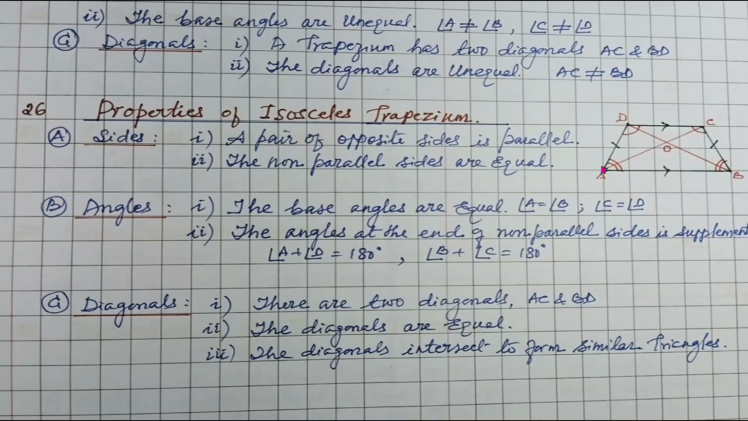And the angles at the ends of non-parallel sides are supplementary. Therefore, if you take the non-parallel sides here, that is BC and AD, we can add B and C. They are supplementary angles, and also angle A plus angle D is 180 or supplementary. Now, the diagonals, there are two diagonals. That is AC and BD, and the diagonals here are equal. Please remember, in an isosceles trapezium, the diagonals are equal and the diagonals intersect to form similar triangles. Again, remember, the diagonals intersect here and the intersecting point is O. It forms two triangles here, triangle AOB and triangle COD, which are similar triangles.